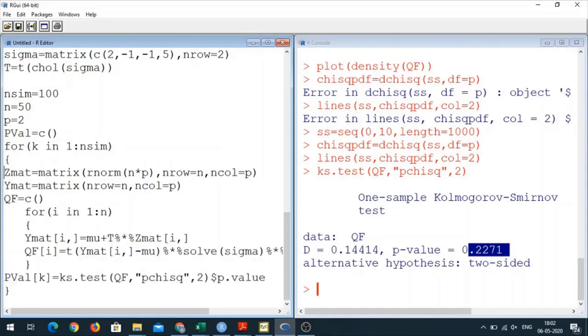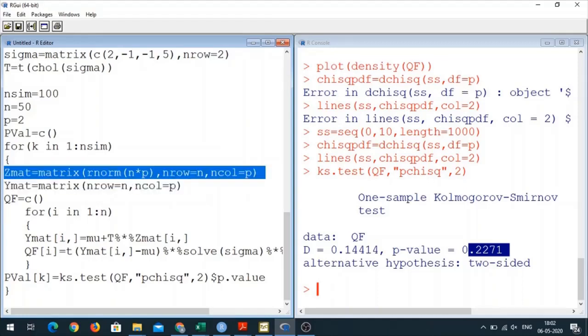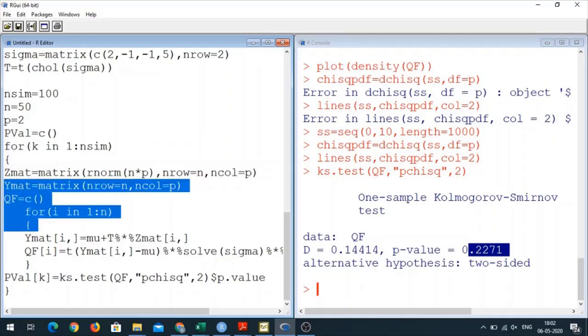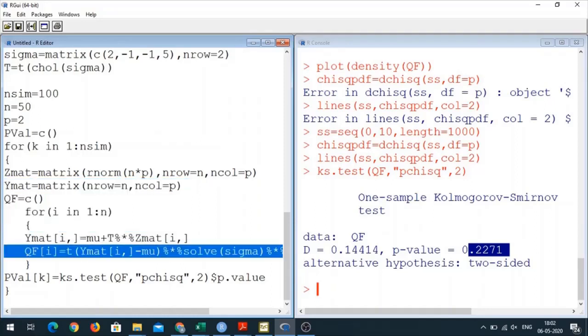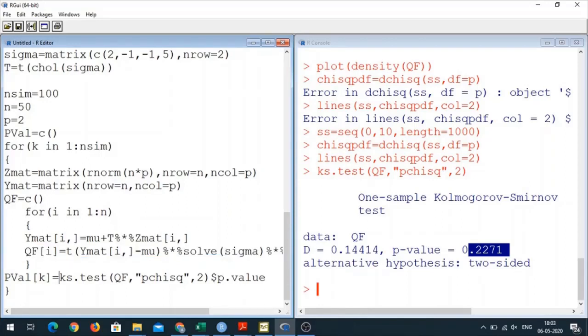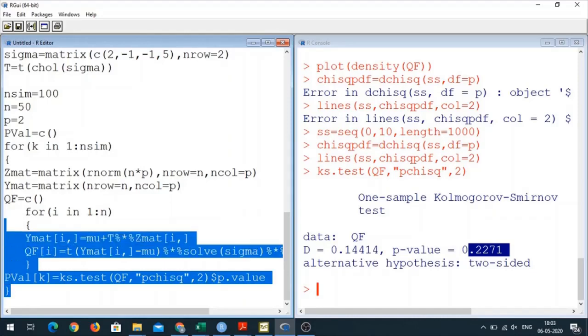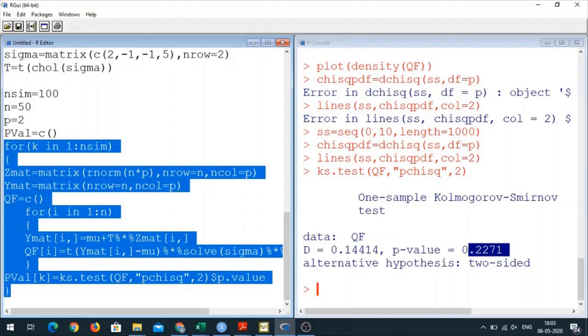So what I am doing, let me revise. First I am constructing a Z matrix which is standard normal univariate random variables. We are transforming them using YMAT to bivariate, and then for each bivariate sample I am going to construct this quadratic form, x minus mu prime sigma inverse x minus mu, for every ith bivariate observation. Let me run this now.